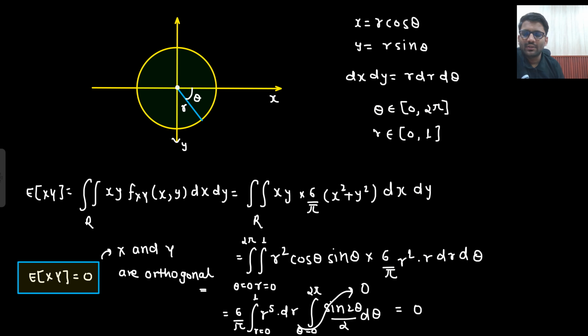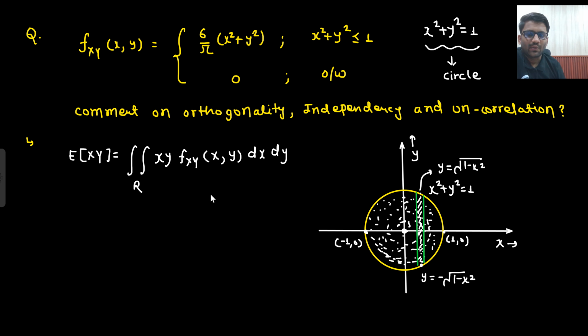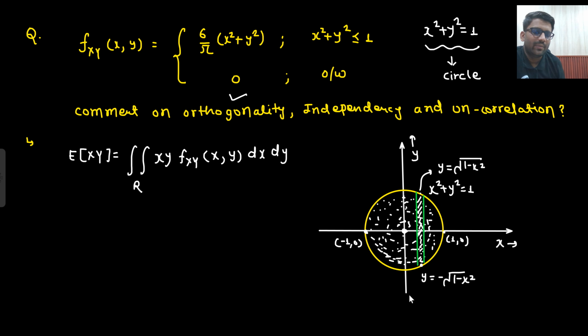Well and good. So x and y are orthogonal. Orthogonality is checked. We need to check independency and uncorrelation. For checking if they are uncorrelated or not, you would require the expectation of x. And how will you do this? The integral of x times fx of x dx, and here you will put the limit of x. How is your limit of x going? You will take the horizontal strip, and from there you can calculate it.